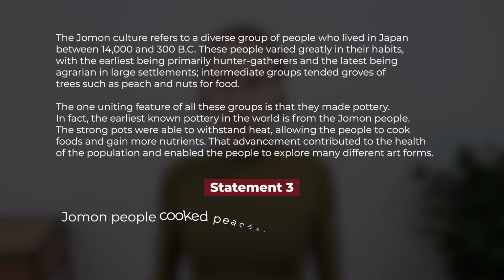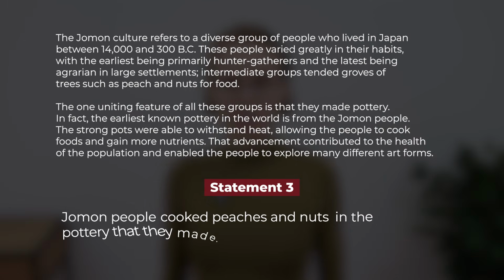Let's look at the last statement. Jomon people cooked peaches and nuts in the pottery that they made. I remember seeing peaches and nuts somewhere. This is our keyword, guys, so let's scan for this keyword. You can find it here at the end of the second sentence. Now, let's read around that keyword. The sentence says, intermediate groups tended groves of trees such as peach and nuts for food.